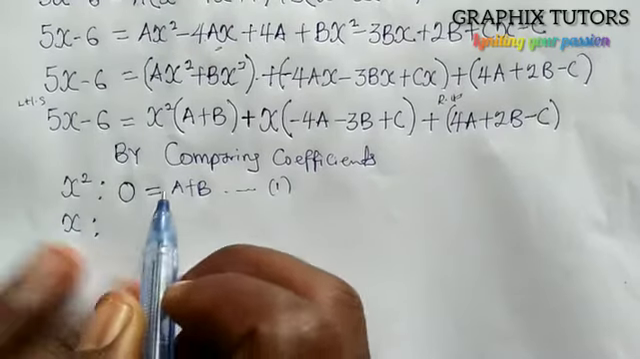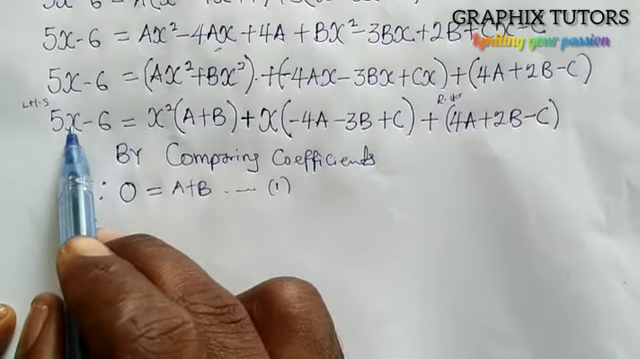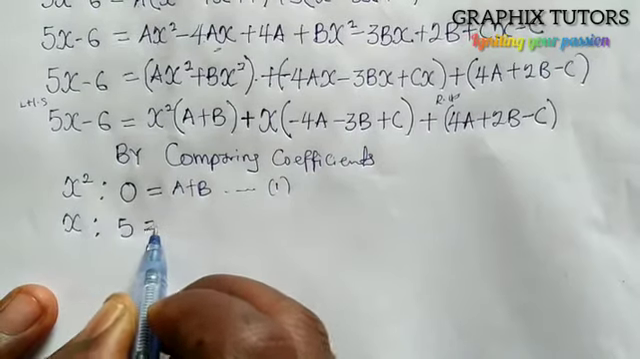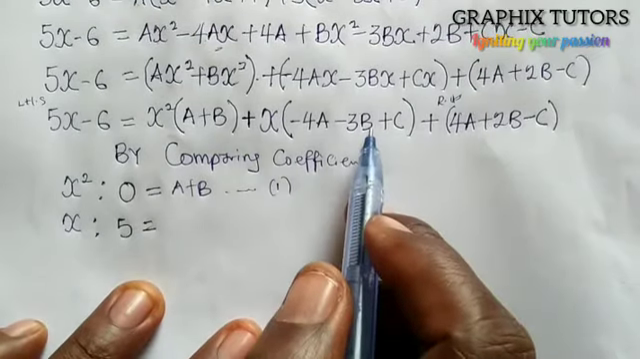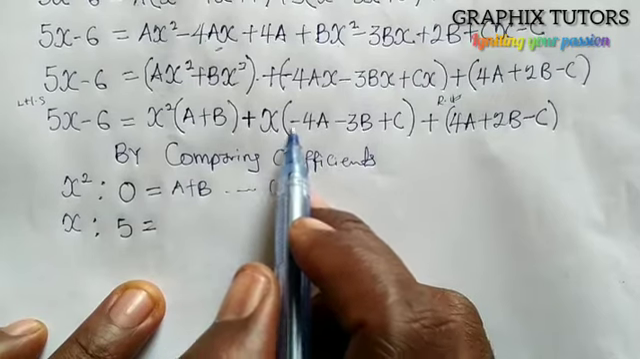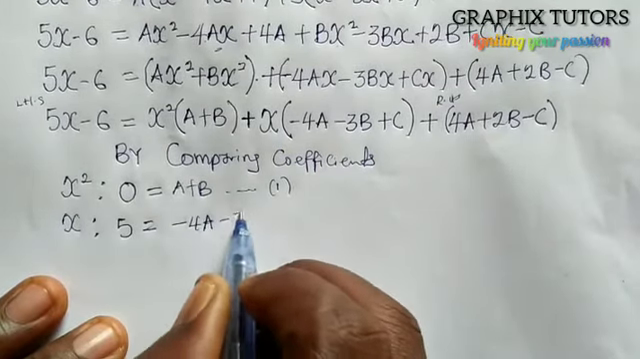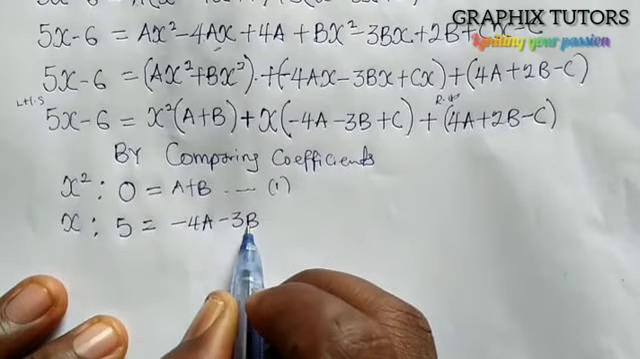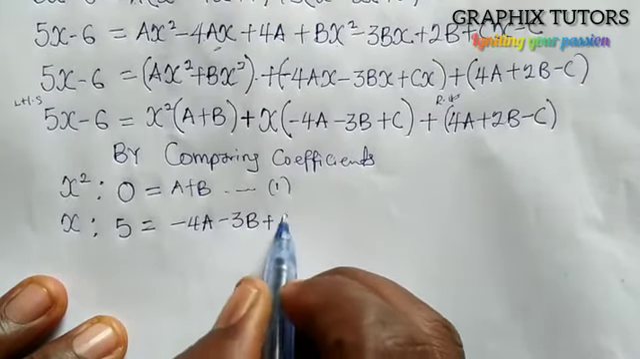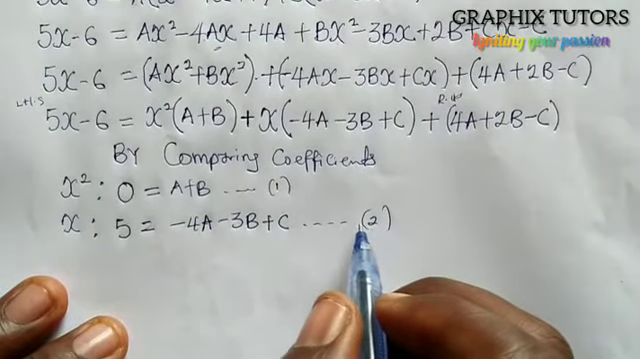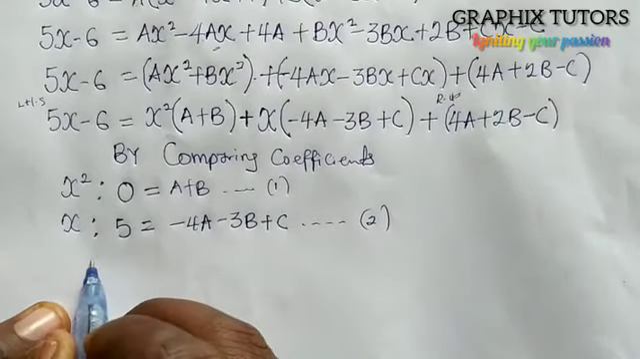Then I'll go for that of x, degree of 1. Such that, if I look at my left hand side, I have x. What is close to x is 5. I'll put my 5 down, equals to, if I look at my right hand side, I have x. What is close to x is minus 4a minus 3b plus c. I'll call it equation 2.